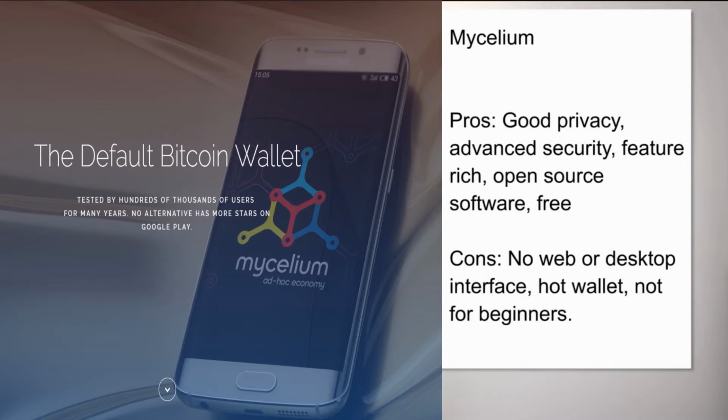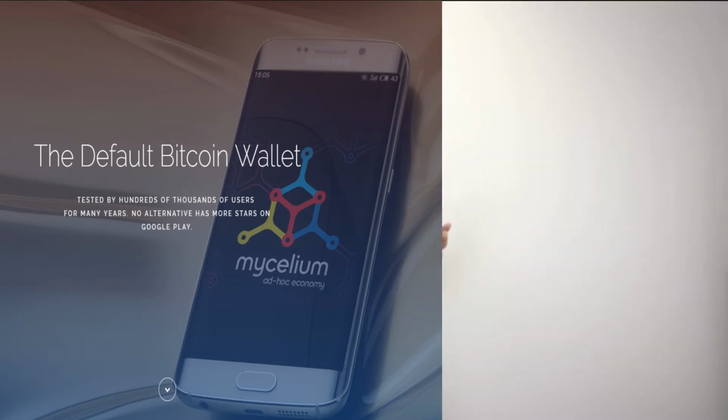And what's really good about this is great privacy. It has advanced security like multi-signature security where you need multiple touch points to go online. It's open source, it's free. Okay, but the cons: it has no web, no desktop interface, it is a hot wallet, and it's not really the best for beginners, okay? So it really does depend on what stage you are in your crypto journey. I've used it sometimes. It's not my go-to wallet, but I like it. I think the user interface is really good.